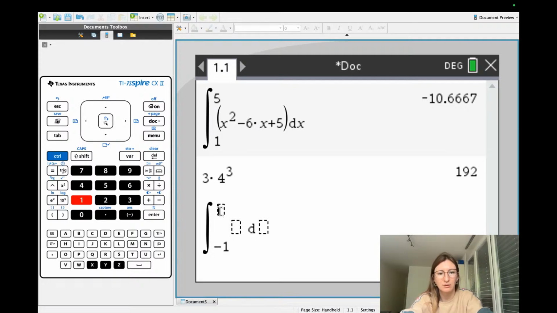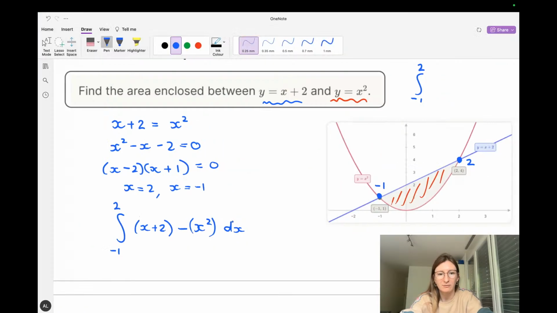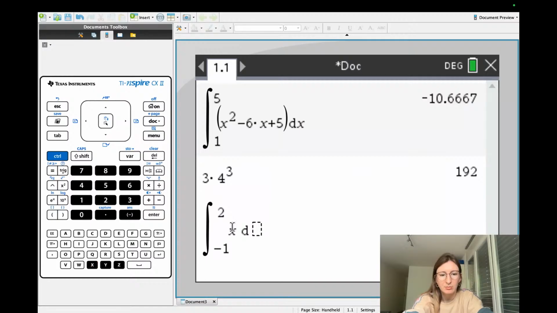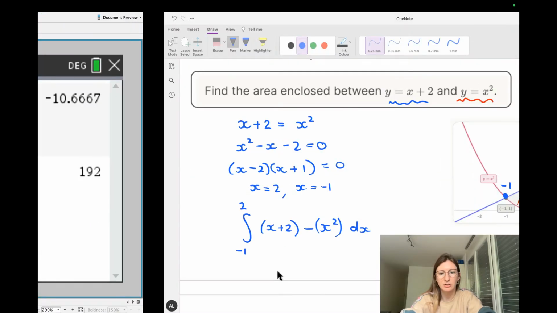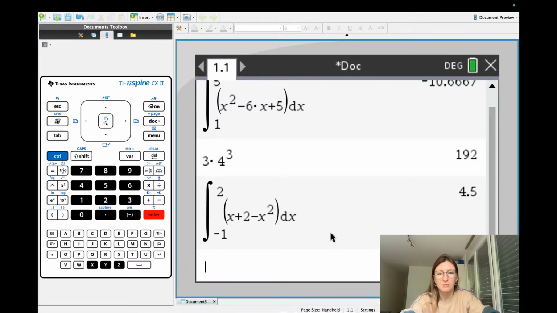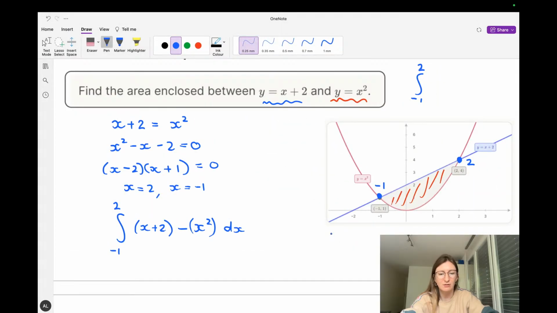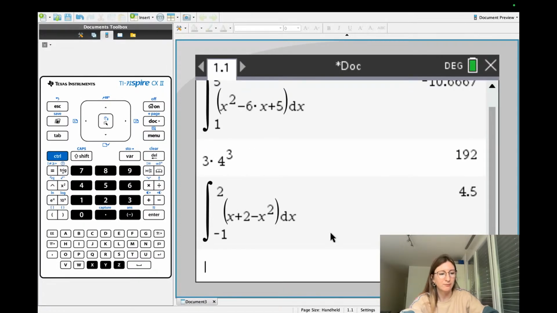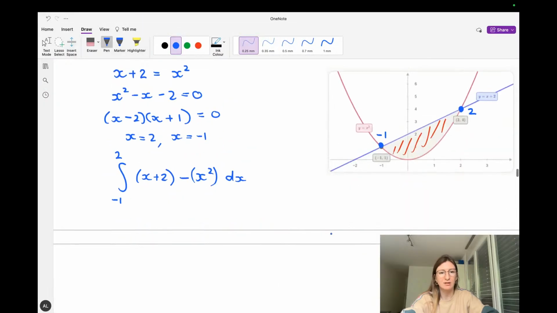We're going from minus 1 to 2 of our function x plus 2 minus x squared. Just double check that that's correct, no minuses. And I'm integrating with respect to x. And that gives me 4.5. Sorry, I don't want to be too quick. If you are in AA in paper 2, you just do that, and if you're AI SL, you can immediately do that every single time. But otherwise, you'd have to integrate it. So let's go ahead and integrate it.